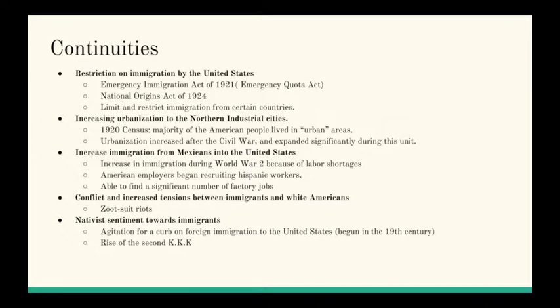And lastly, another continuity is a nativist sentiment towards immigrants. Agitation for a curb on foreign immigration to the United States began in the 19th century and greatly expanded during this century. An example of this is the rise of the second KKK, which tried to put a limit and reduce foreign immigration to the United States.